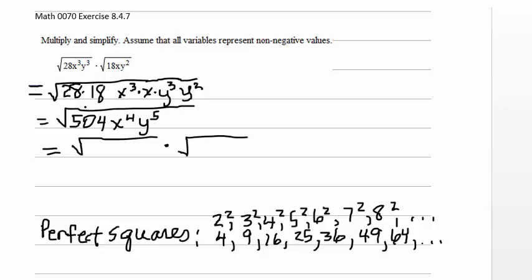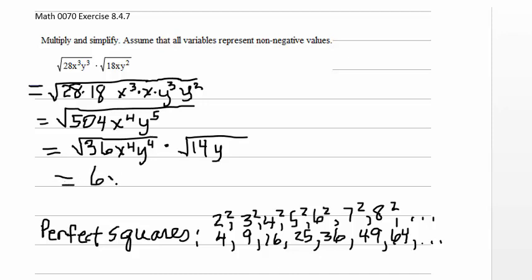We're going to write 504 as 36 times 14. X to the fourth is a perfect square, so that goes in the first radical. Y to the fifth is not, but we can write that as y to the fourth times y. So notice when I'm working with a square root, the index is an unwritten 2. If that index value divides evenly into these powers, then these powers are a perfect nth power. So in this case, a perfect square.